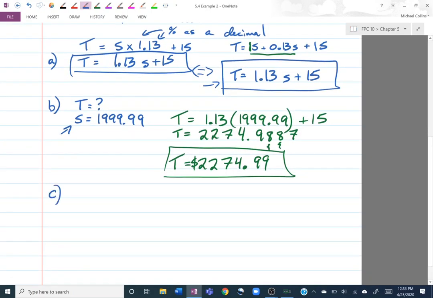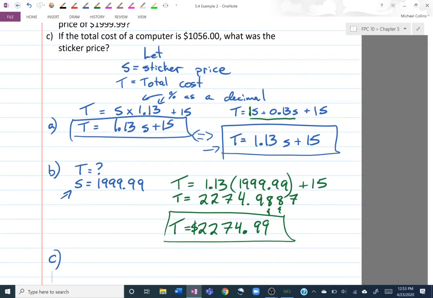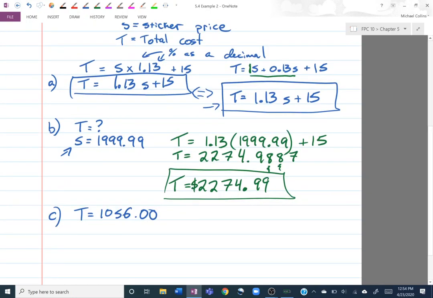C starts out and looks very similar. If the total cost of a computer is $1,056, what was the sticker price? So this time they tell me the total cost is $1,056.00. I don't need to write down the 0 cents, so I'm not going to. And it's asking me what is the sticker price. So I just take that information straight from the question.